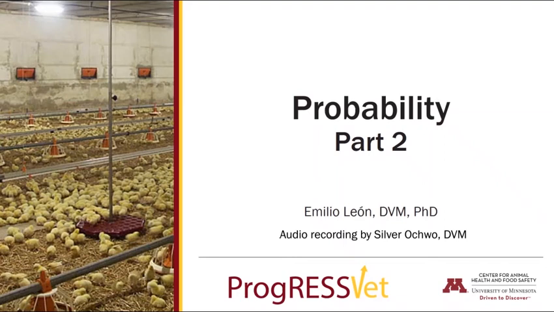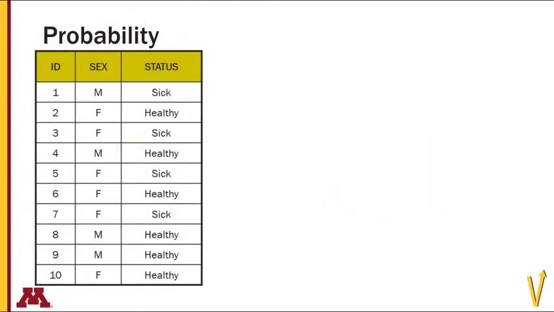So you're welcome to part 2 of probability, and let's see a few more concepts about probabilities. And these concepts are essential for understanding quantitative risk assessment. This table shows data of a population composed of 10 animals.